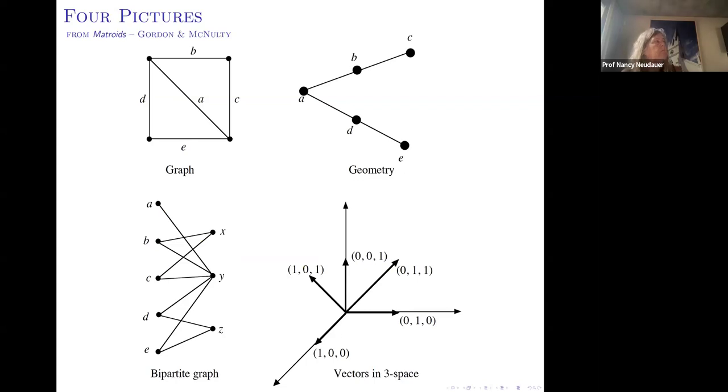So some years ago, a book came out on matroids by Gordon and McNulty, and it had these 4 pictures in it. And I love these 4 pictures because it shows us, in some sense, 4 different ways we can think about a matroid. So I want to talk about at least a few of these. And of course, the first is a graph. And so now that we have this definition of a matroid and this idea that the bases are probably the spanning trees, let's define a matroid on a graph.